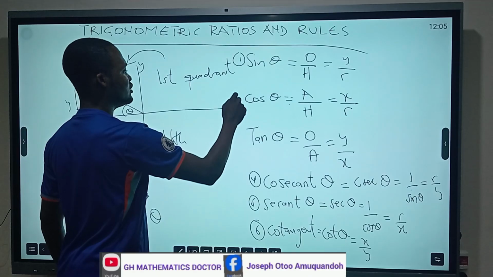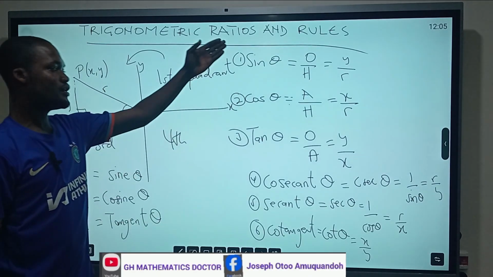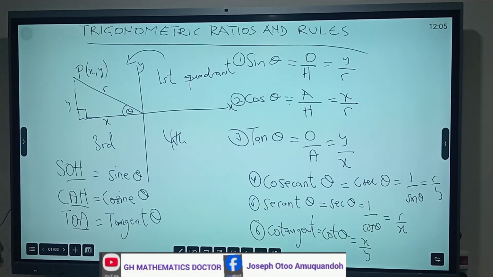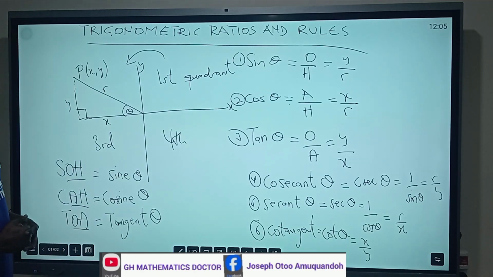Number 1 here, number 2, number 3. And the other 3 that follow are the reciprocals of the first 3 basic ratios that we have here. So this is how we can derive our 6 basic trigonometric ratios, and I'm going to use it to solve problems in our later videos.